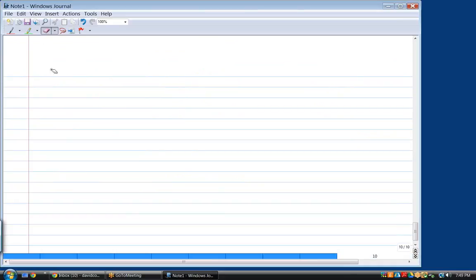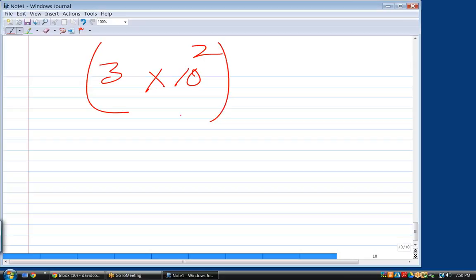What else? Okay, I'm not that great with scientific notation. But this one says, evaluate the expression, write your answer in scientific notation and standard form. So the first one is, in parentheses, 3 times 10 squared, end of parentheses. And then after that, it's times, next set of parentheses, 1.5 times 10 to the power of negative 5, end of parentheses.